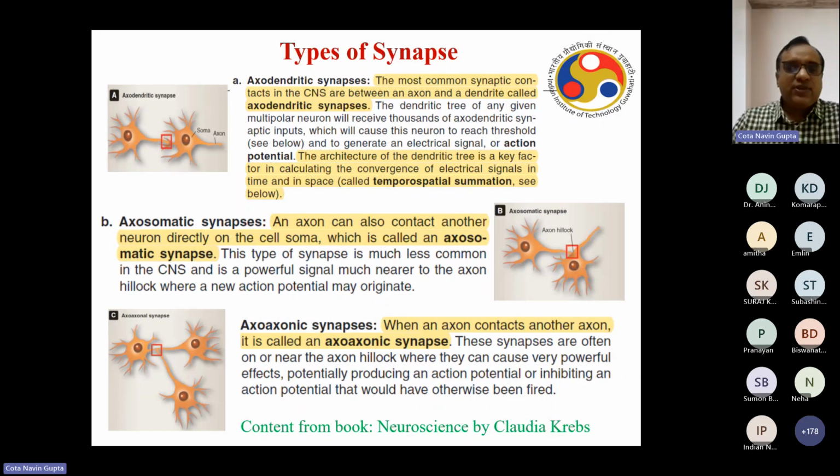So again, there are various types of synapses. There is the axodendritic synapse, which happens between the axon of neuron number 1 and the dendrite of neuron number 2, the axosomatic synapse, between the axon of the first neuron and the soma of the second neuron, and the axoaxonic synapse, wherein the axon of neuron 1 synapses with the axon of neuron 2. Okay.